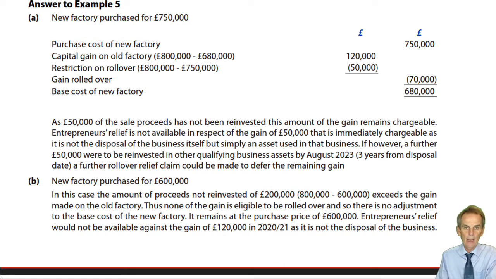Okay, let's see how we fared there. Again, in terms of your method of presentation, it doesn't matter. It's an objective test question. All that matters is that however you present, whatever you do, it leads you to the right answer. Now, what we needed to work out here, the object of the question, was the base cost of the new factory. Now, to be able to work that out, we needed to know, of course, what the actual cost of the new factory was, and then, of course, what rollover relief arose on the disposal.